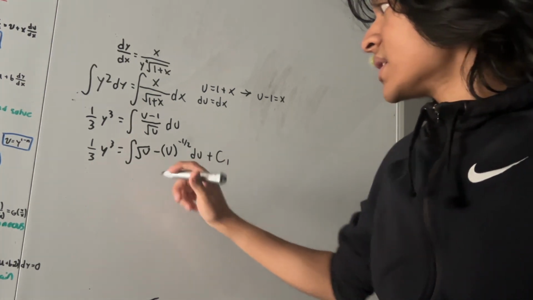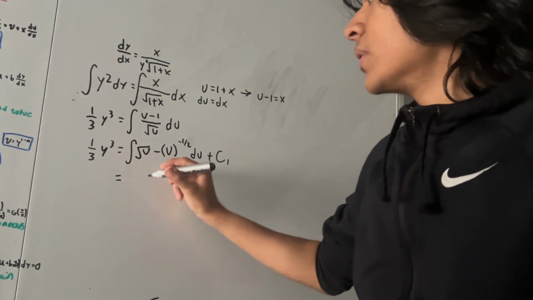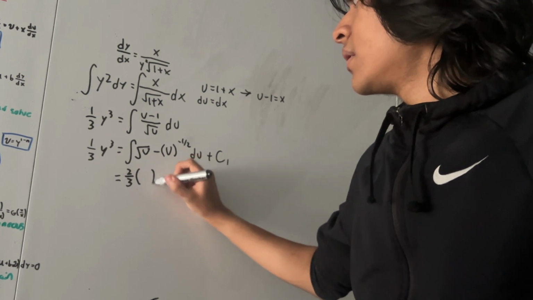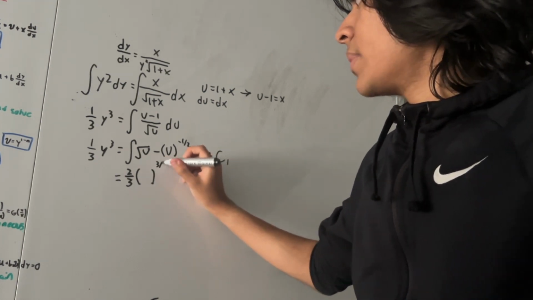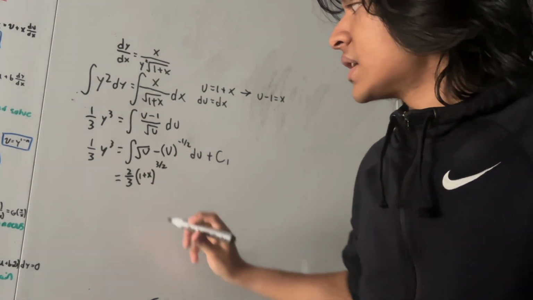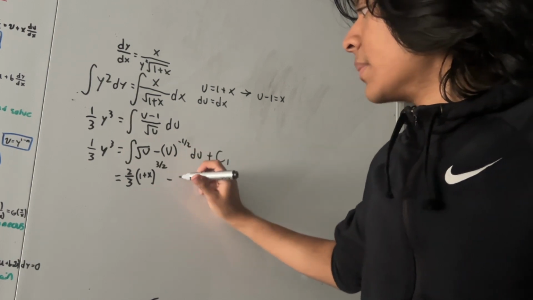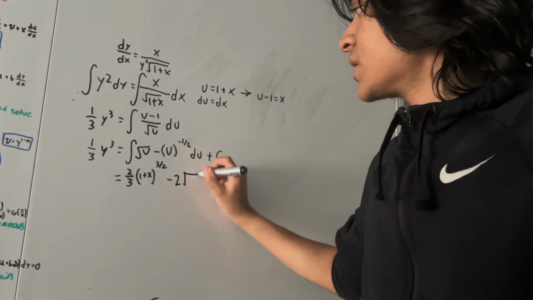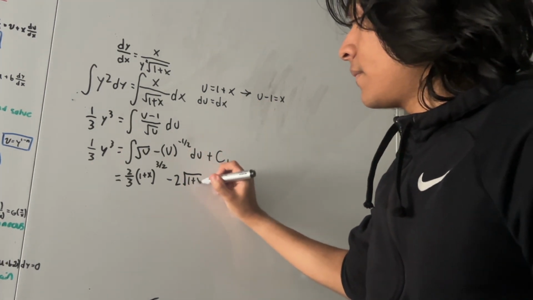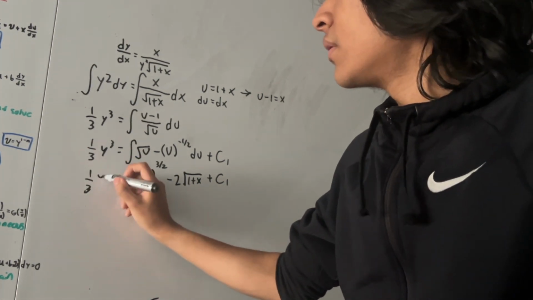And when we integrate this, the integral of the square root of u is going to be 2 over 3 u to the power of 3/2. U in this case is just our 1 plus x, so here I just have the 1 plus x. Minus, then for here, it's going to be minus 2 times the square root of u, but u is 1 plus x. Then plus our constant. Then 1 over 3 y cubed.